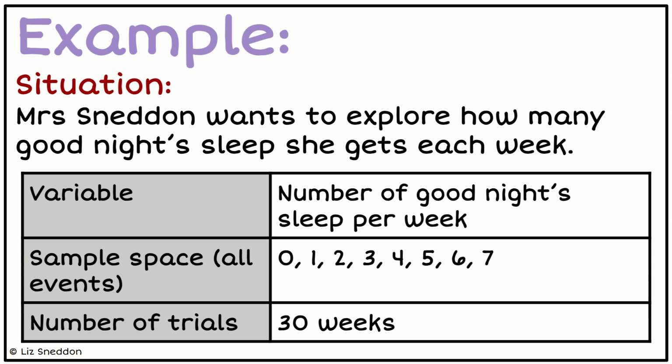In this example, I wanted to explore how many good nights of sleep I get each week. So the variable is how many good night sleeps I get. And the sample space: I could have 0 good night sleeps a week, 1, 2, 3, up to 7. So they're numerical discrete values. So that's my sample space. I'm going to do 30 trials, which means I'm going to collect 30 weeks of data.